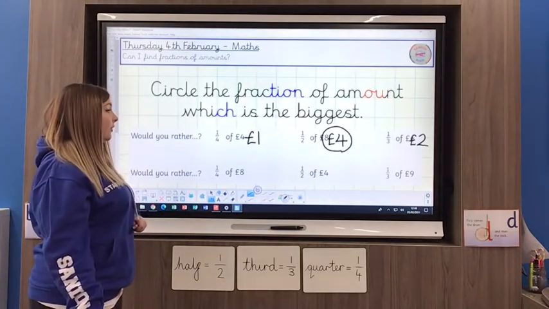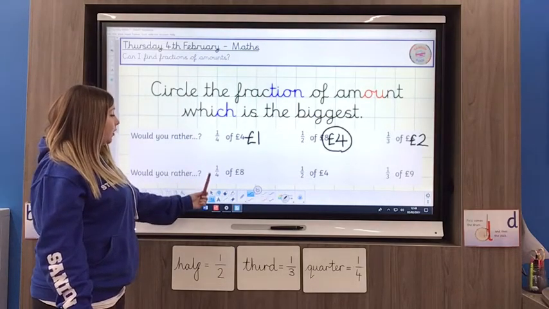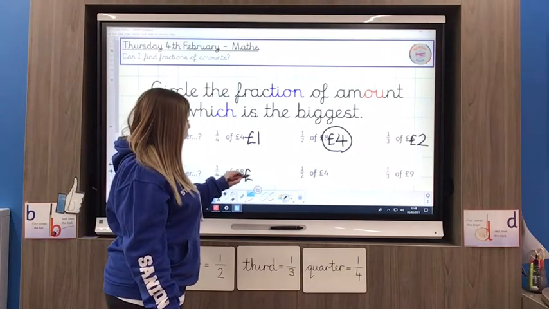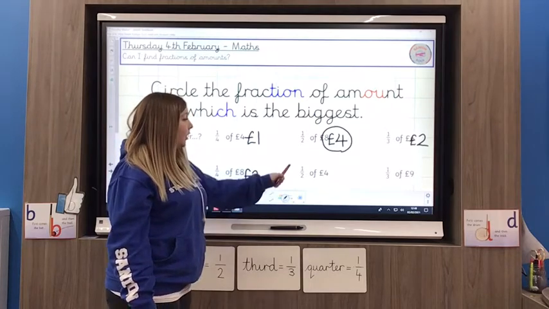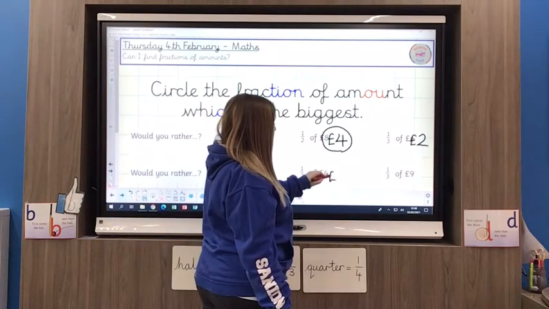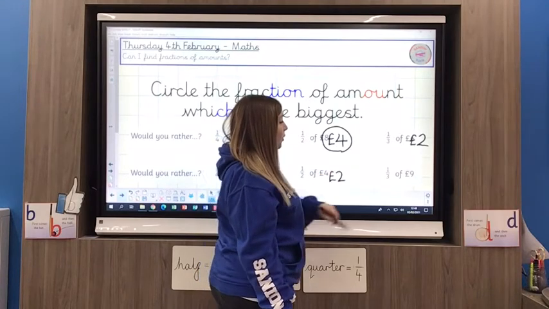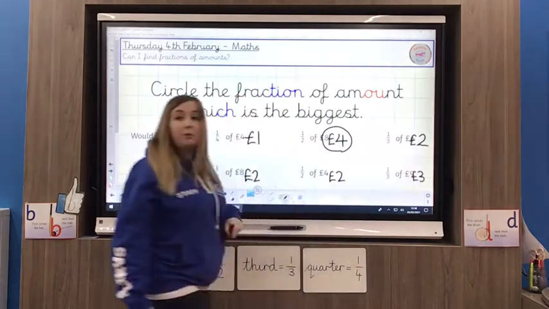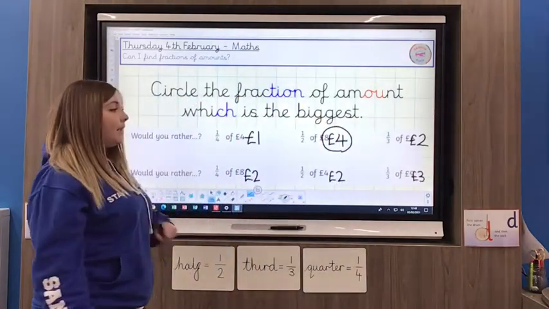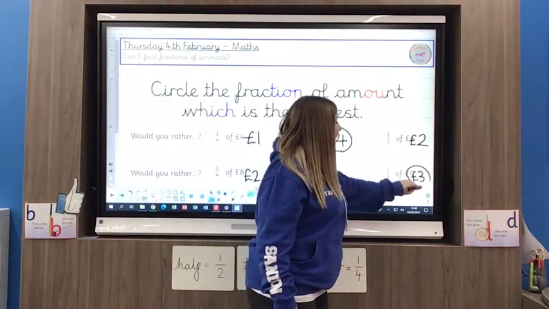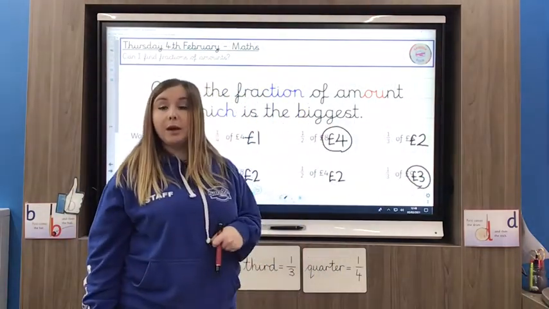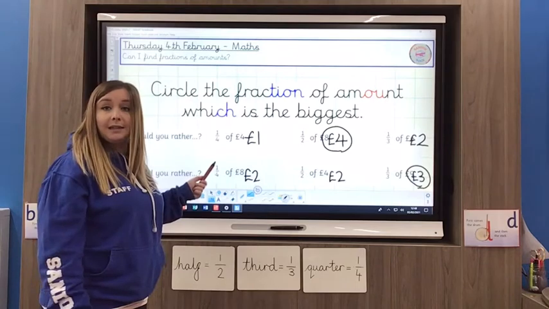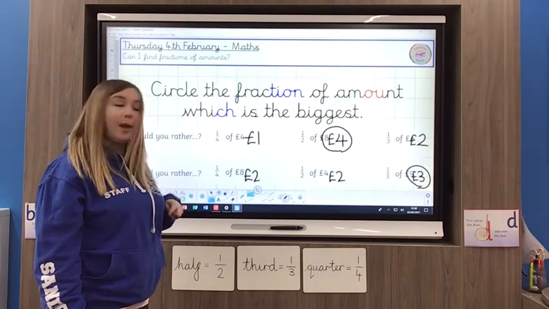Fantastic then, year 4. So if we've got 1/4 of 8 would be 2. 1/2 of 4 would be 2. And 1/3 of 9 would be 3. Which of those amounts would we want? And we'd want this one. Well done if you got that correct at home. And don't forget, when you take your picture, to take a picture of this challenge as well so I can see what you've been up to. Okay.